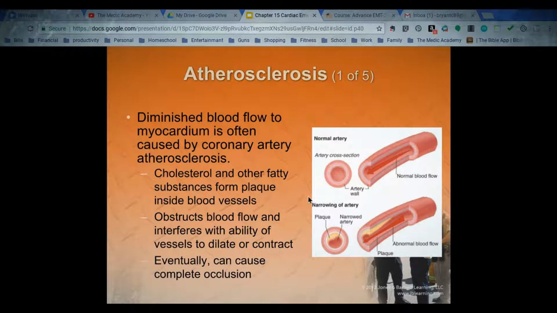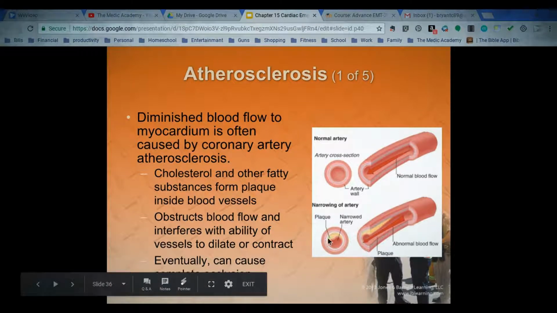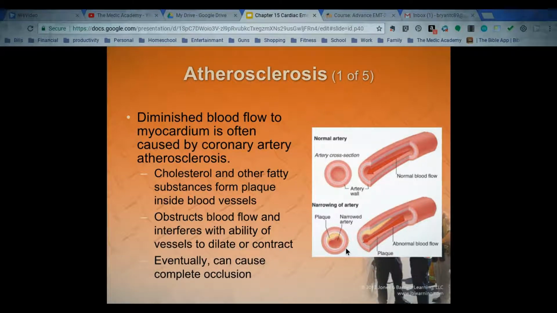Now, if you look here in this cross section, this is a normal artery. So the artery walls are clean and clear, and you can have normal blood flow. Well, with atherosclerosis, you have a narrowing of the artery due to plaque, and that causes abnormal and lessened blood flow. And when we have less blood flow to the heart, that means that our heart gets less oxygen and less nutrients.